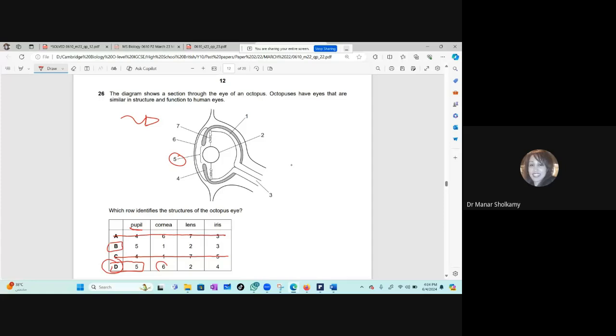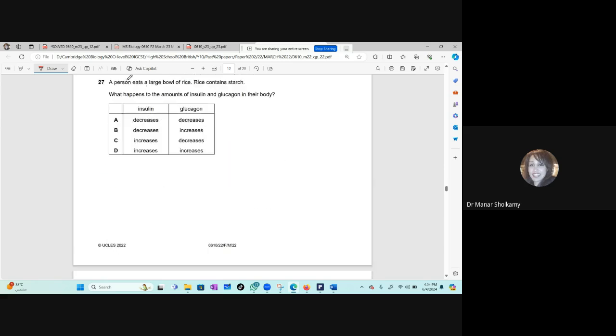So the answer is either B or D. I will exclude A and I will exclude C. Now, the cornea. Which number represents the cornea? 6, from the diagram. Yes, 6. So the answer is D. The lens is 2, yes. And the iris is 4. 27.